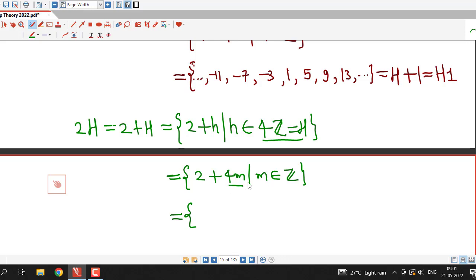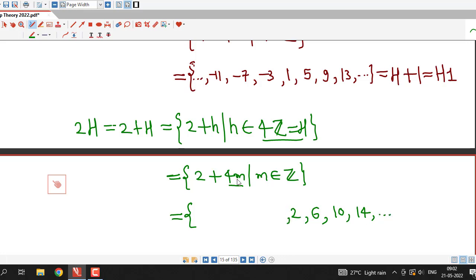Suppose I take m equal to 0, I will have 2. For m equal to 1, I will have 6. For m equal to 2, I will have 8 plus 2, that is 10. And you can notice the difference here. Difference of any two successive elements is 4. 2 plus 4 is 6, 6 plus 4 is 10, 10 plus 4 will be 14.